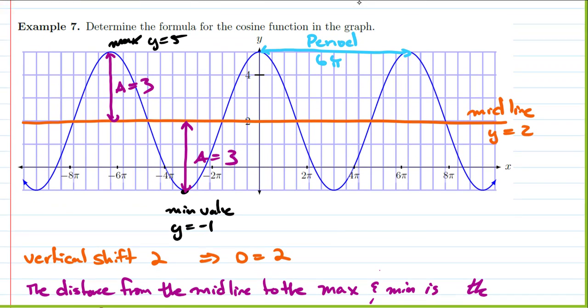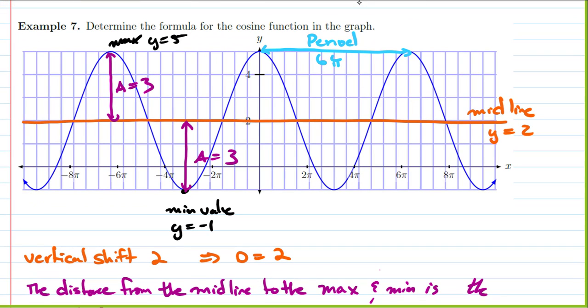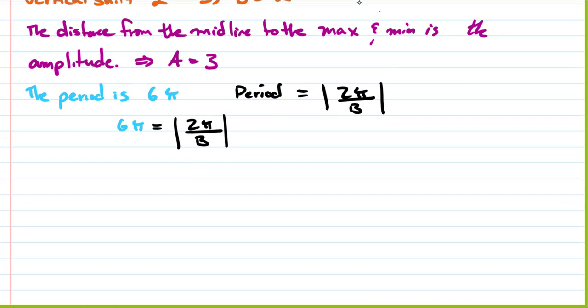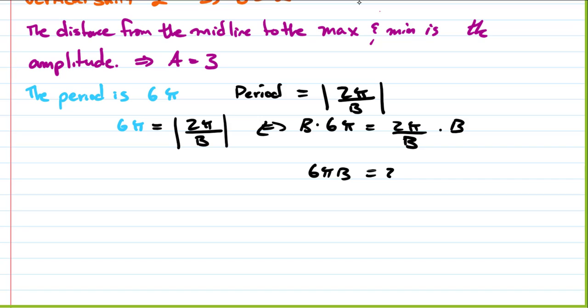So we could solve the absolute value equation and get two different values, but this is a cosine function. Cosine starts at 1, decreases to -1, and comes back up. So we did not reflect our graph, so we're going to conclude that it's positive. So we get 6 pi is equal to 2 pi over b. We multiply both sides of the equation by b. So 6 pi b equals 2 pi. Divide by 6 pi. And we get b is equal to 1/3.